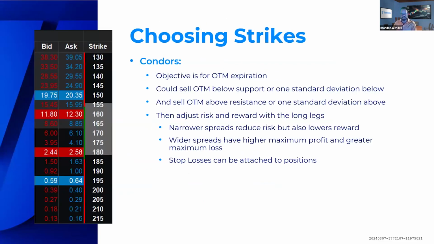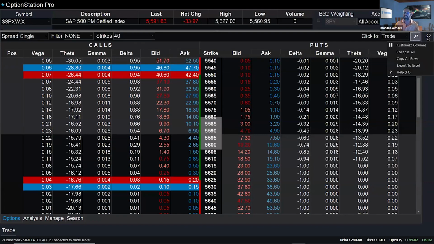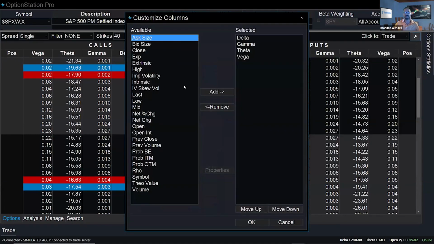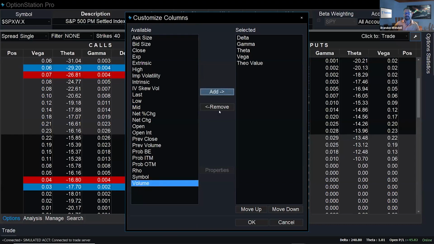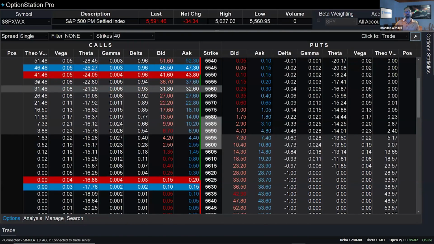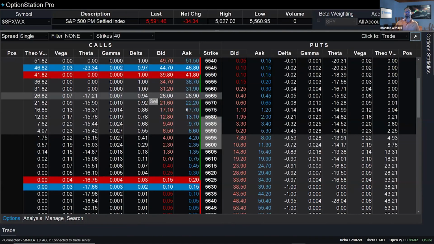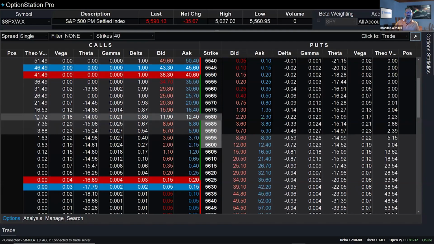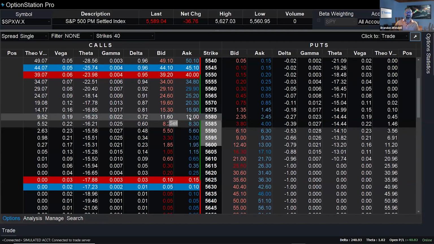The other thing I would look at, which is really nice on TradeStation, I don't have it open right now. Watch this. Customized columns, implied volatility. I'm sorry, not implied volatility, theoretical value right there. Think about this. If we're selling, wouldn't we want to sell something that is being overvalued? Right now, the value of this option, 55.80, is only $11.72.